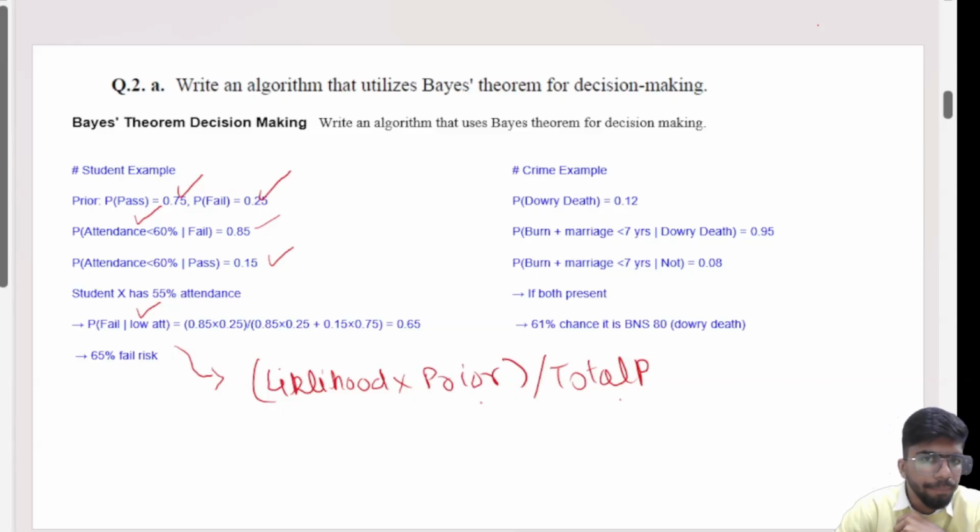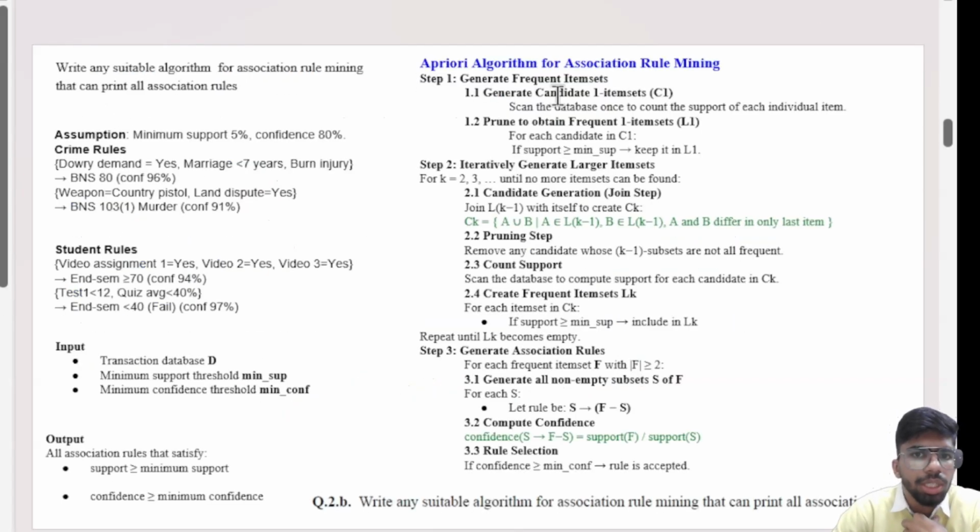Now let's move on to question 2b, which is to write any suitable algorithm for association rule mining that can print all association rules. I have explained the Apriori algorithm in my presentation along with both crime related and student related rule examples. Association rule mining helps us discover patterns, like if a student submits all video assignments, they usually score high, or if a dowry demand and burn injury are present, the case leads to a specific BNS section. Let me go through the full algorithm step by step.